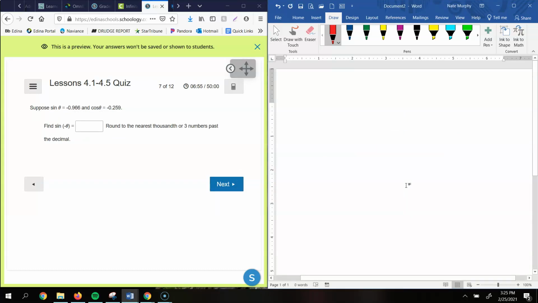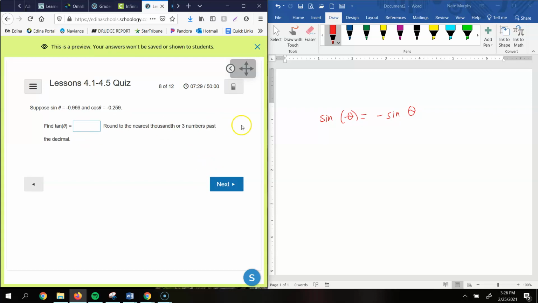All right, number 7. So this one, again, they give us the two values for the sine of theta and cosine of theta. So we have to find the sine of the opposite of theta. That's the Opposites Theorem. The sine of the opposite of theta is equal to the opposite of the sine of theta. So sine of theta is negative 0.966, so the opposite of this would be a positive 0.966.